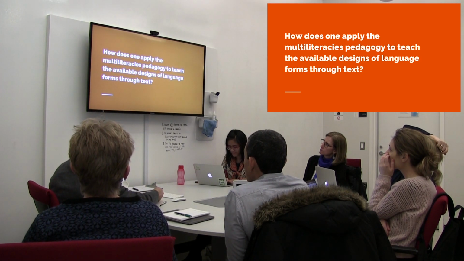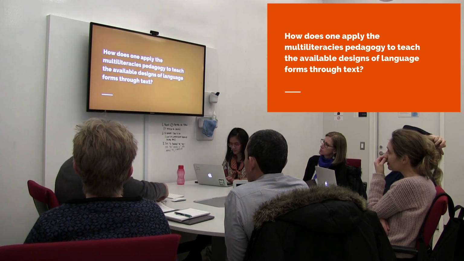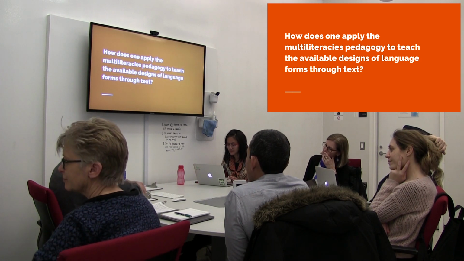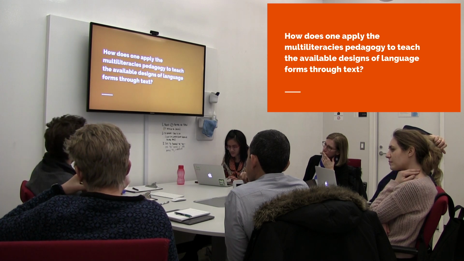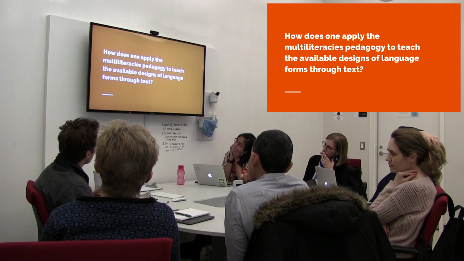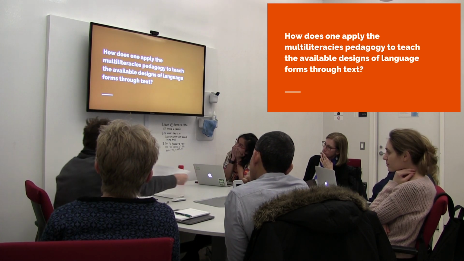So now the question is, we have available designs, and we established that grammar and vocabulary are just part of the available designs scheme. They're just two examples. So how do we then fit them into the multiliteracies framework?